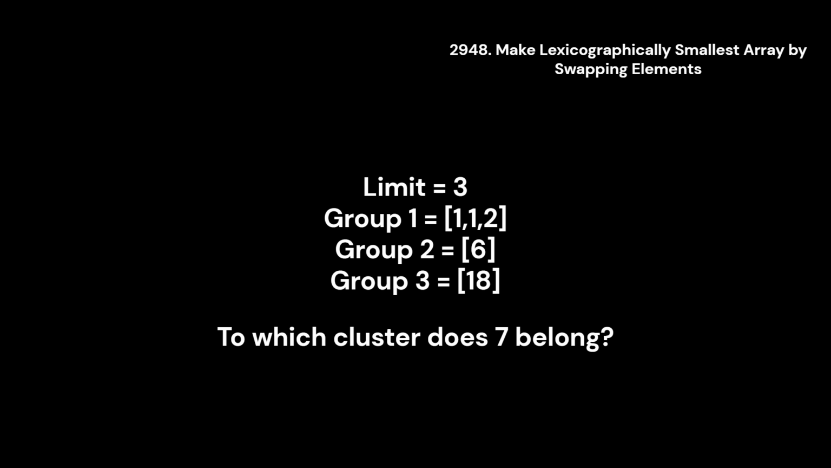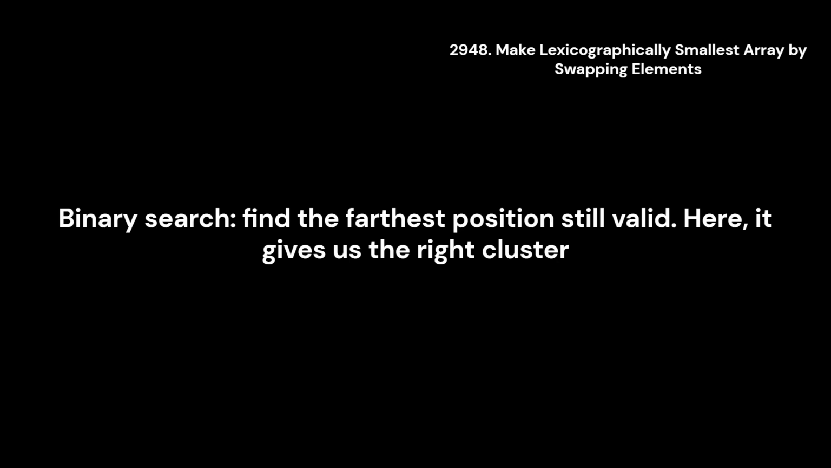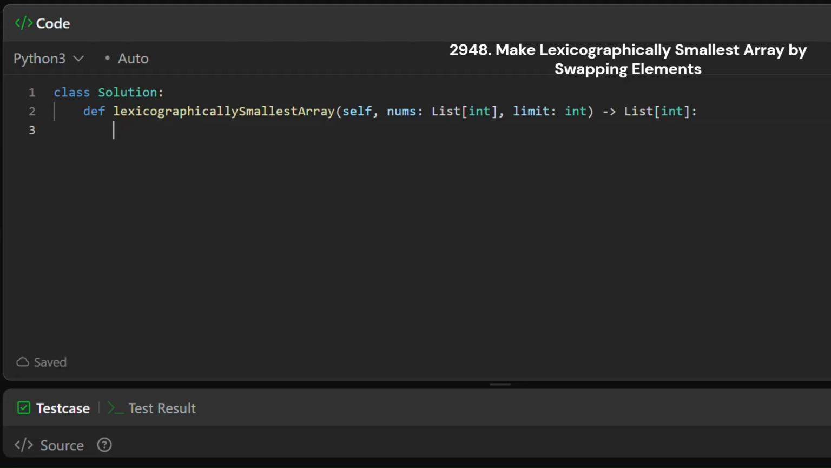Here I used binary search to locate the right cluster, essentially finding the upper bound of where this number could move. That's my key takeaway about binary search. It's not just about equality, it's about finding the farthest position a value can go while still satisfying the condition.